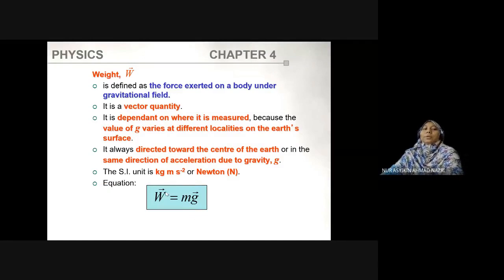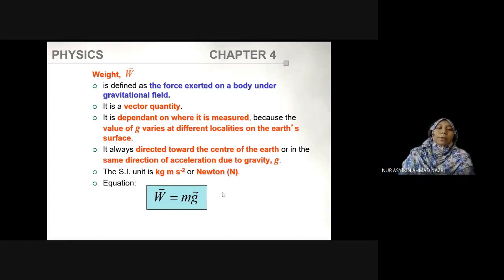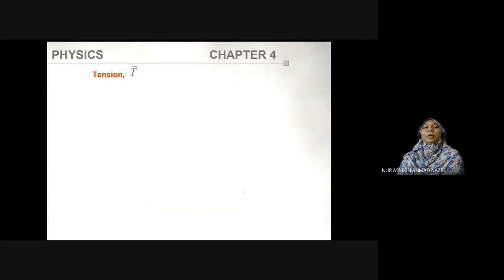Alright. So the equation is W equals mg. M ni apa tadi? M is our mass tadi yang kita define sebagai a measurement of inertia, times dengan g. g is yang biasa kita guna 9.81 lah. Boleh check lah 9.8 ke 9.81.